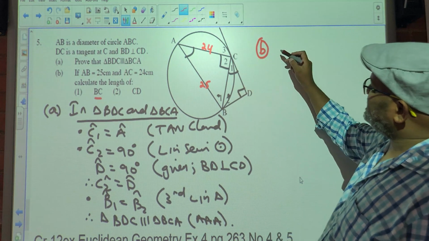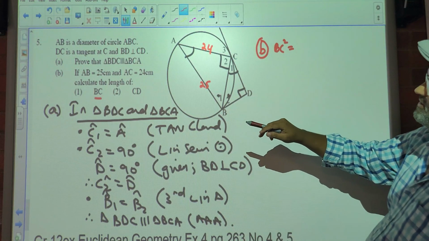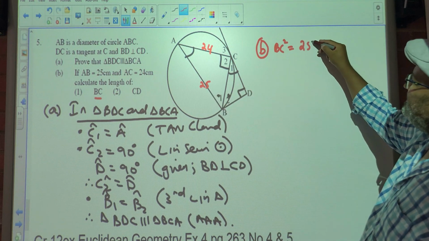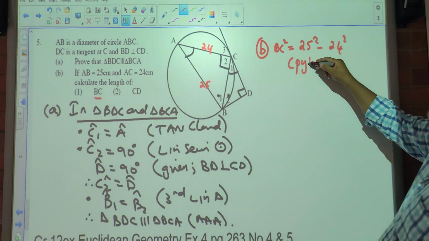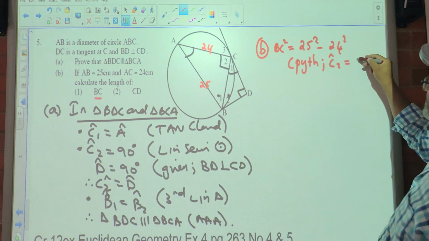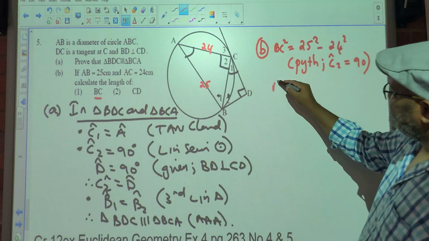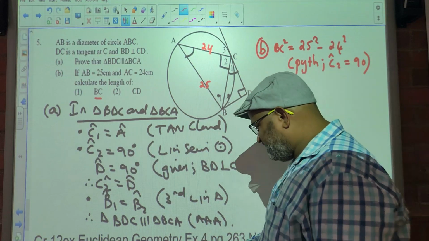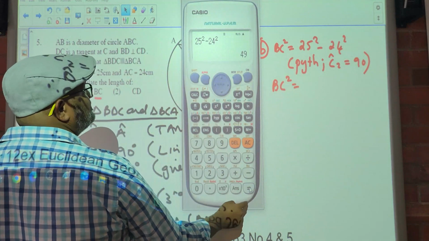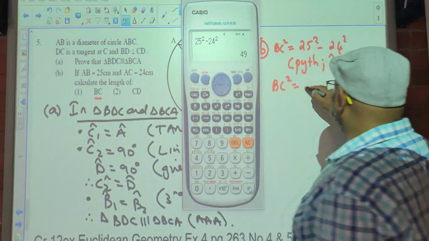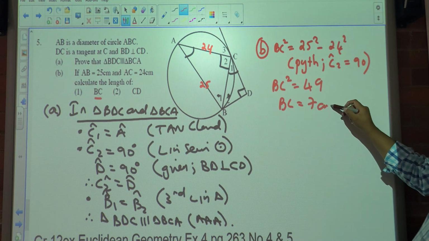So let's go. We would have said that BC squared is equal to 25 squared minus 24 squared. Why? Pythagoras, with angle C2 equals 90 degrees. Okay. So that's BC squared is equal to 25 squared minus 24 squared, I think it's 49 if I'm not mistaken. The square root thereof is, of course, 7. 7 centimeters.